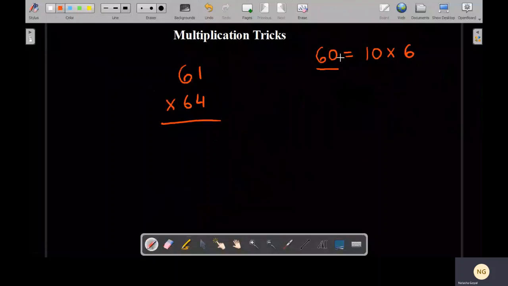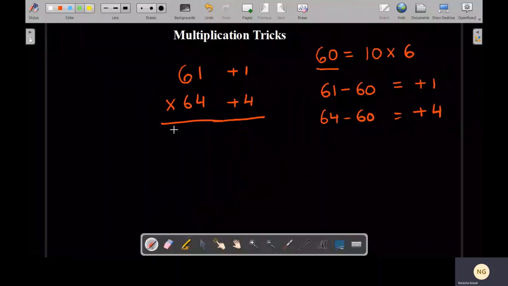Now the next step is to find the deviation. So for deviation we will write 61 minus 60. That is, how much this number is deviating from the base. So that gives me plus 1. 64 minus 60 gives me plus 4. So we'll write plus 1 and plus 4 here in the tabular form.